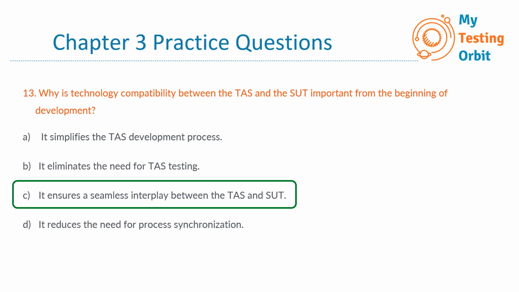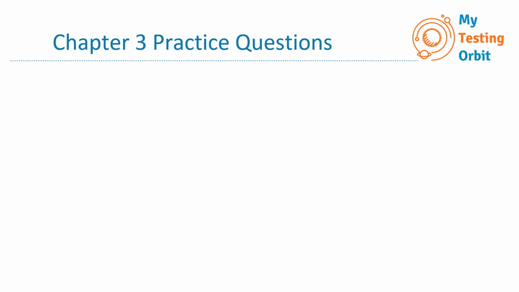Option B, it eliminates the need for TAS testing. Technology compatibility does not eliminate the need for TAS testing, as testing is essential to verify the functionality and integration of the TAS with the SUT. And option D, it reduces the need for process synchronization. This option is also incorrect because technology compatibility does not reduce the need for process synchronization, but can aid in effective synchronization between TAS and SUT development processes.